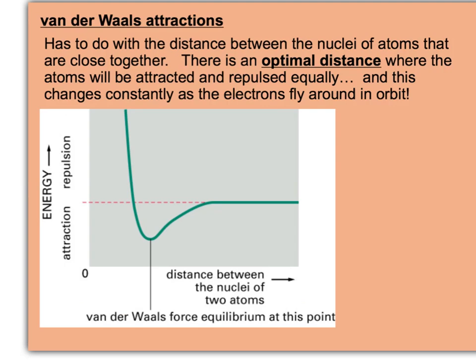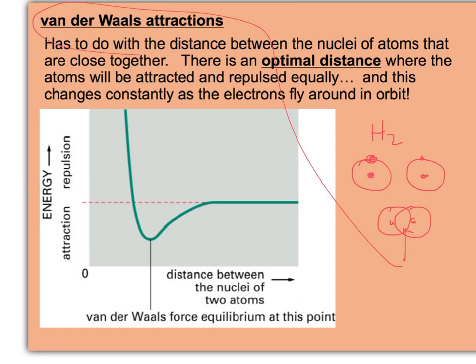Remember when we had the hydrogen gas? Okay, we had hydrogen gas. If the nuclei are not close enough together, the electrons can't interact. If they're too close together, you have some repulsion, and that repulsion is based on van der Waals. So there is an optimal distance between atoms where the attraction and the repulsion are just right.